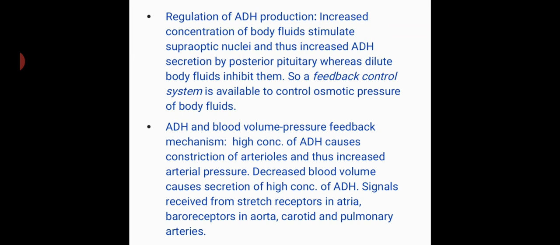Stretch receptors are present in the auricles and baroreceptors in the carotid artery, aorta, and pulmonary regions. When the blood volume decreases, underfilling of the auricles takes place. So these stretch receptors do not get excited, and this stimulates high ADH secretion. And so the blood pressure becomes normal.